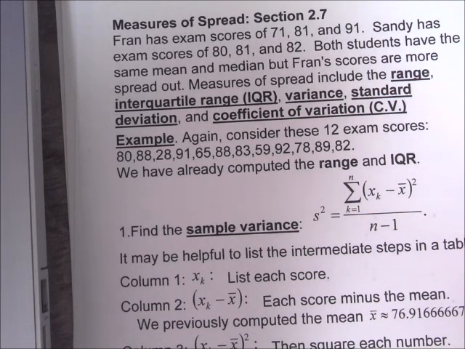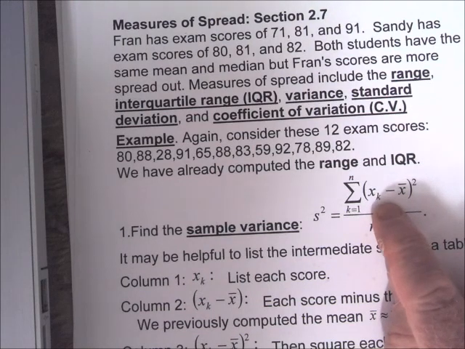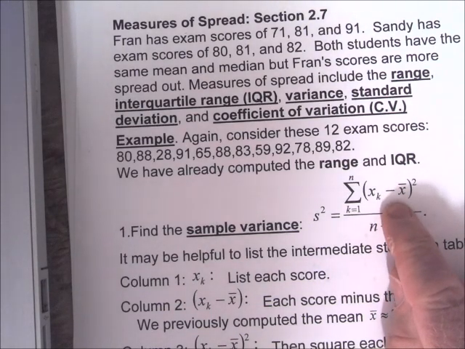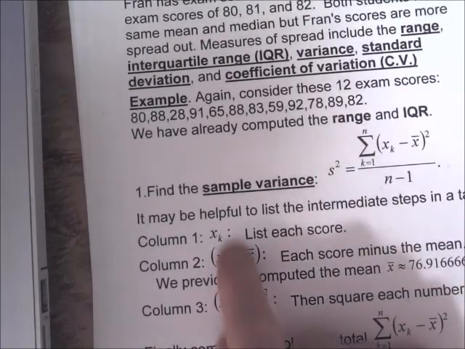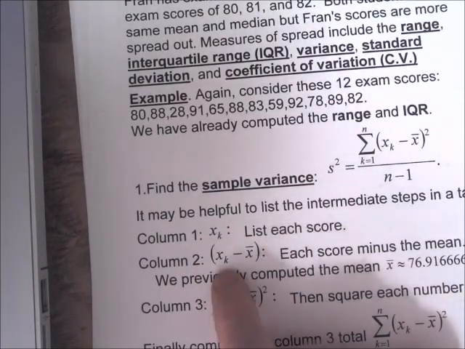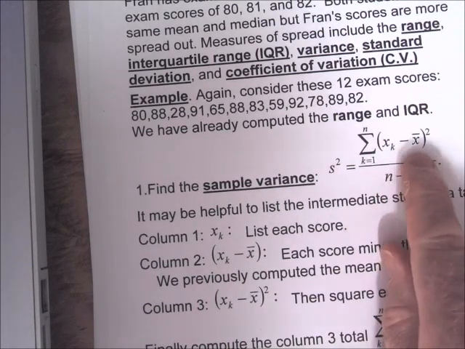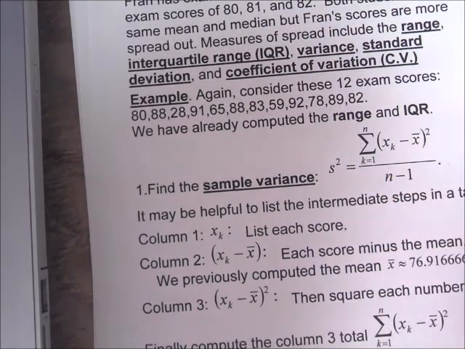It's going to be helpful to put the intermediate steps into a table, and this formula tells us the order of operations. We want to first do what's inside parentheses. So in column 1 we list each score, and the second column will be each score minus the mean. That's what's inside parentheses, the first computation that we want to do.